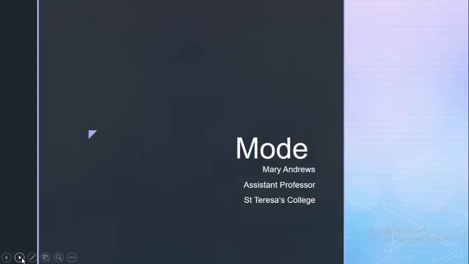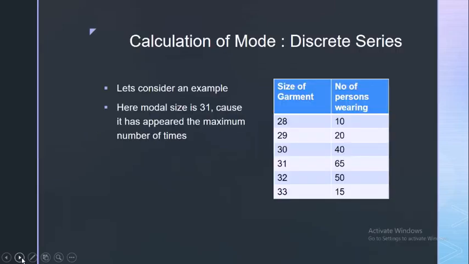Today we'll be discussing mode. Now, a mode can be calculated by using an inspection method or a grouping table method. Here, I'm going to straight away move on to an illustration. We are going to calculate the mode of a discrete series. So first let us consider an example.